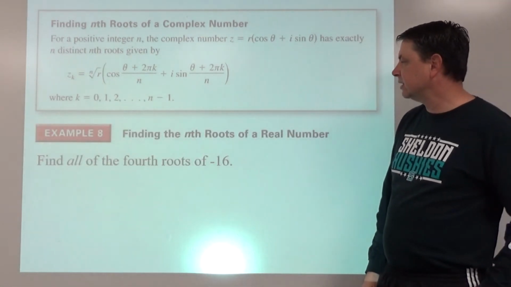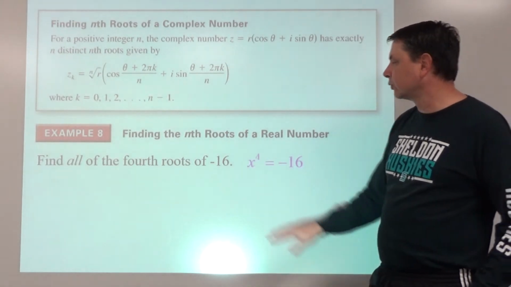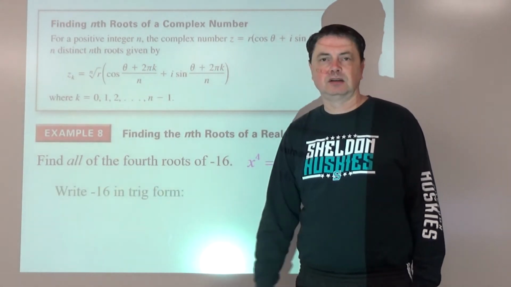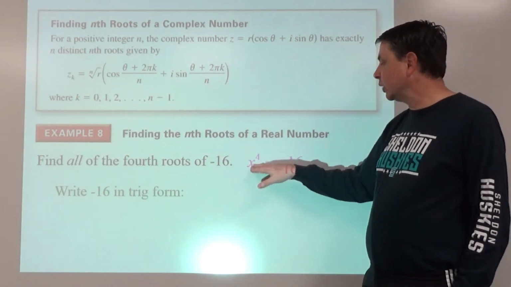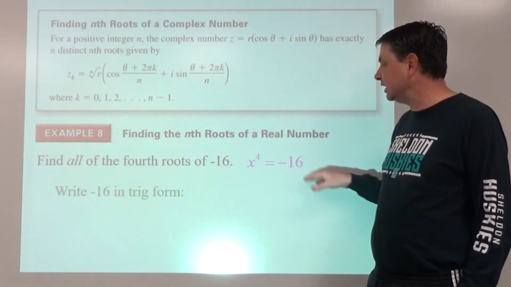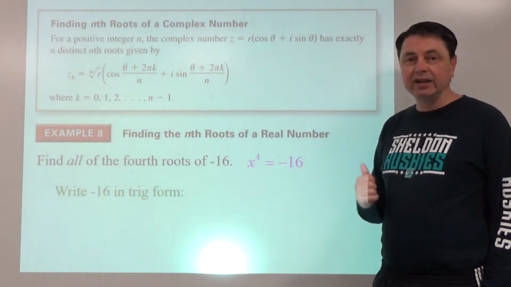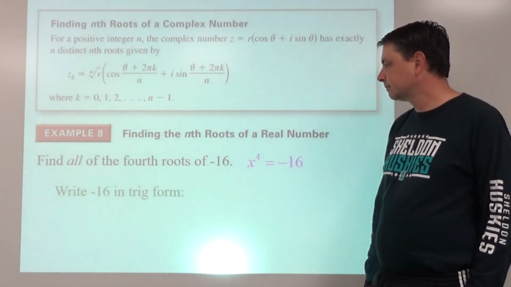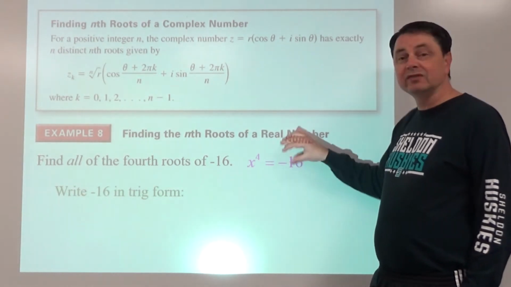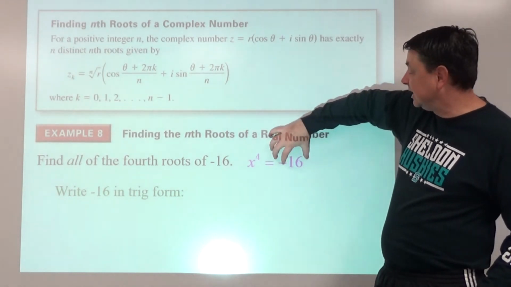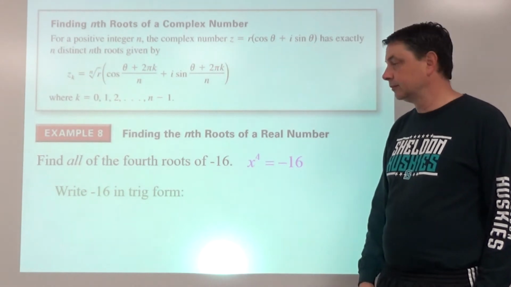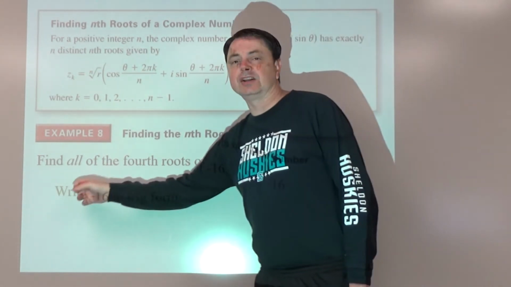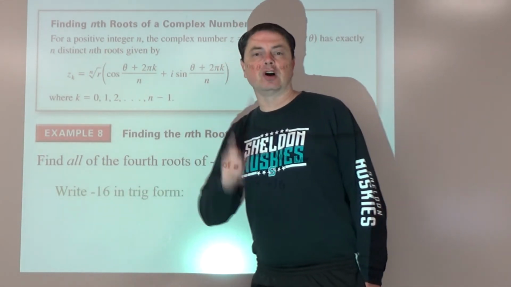Example number 8, find all of the 4th roots of -16. So another way of asking a very similar question is the equation, let's solve x to the 4th equals -16. Find all of the 4th roots. So we're finding the 4th roots of -16. -16 is going to be our z, our complex number. We want to write that in trig form. A sketch is always helpful.